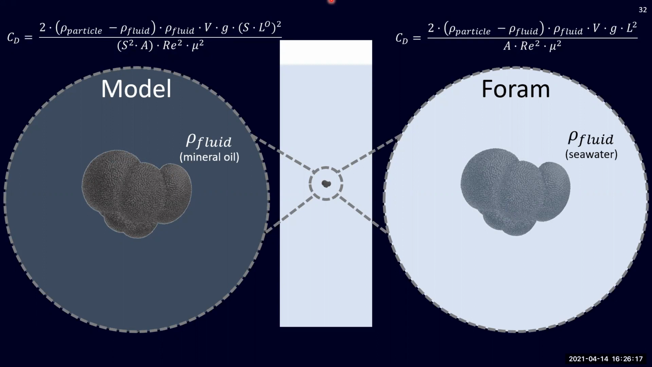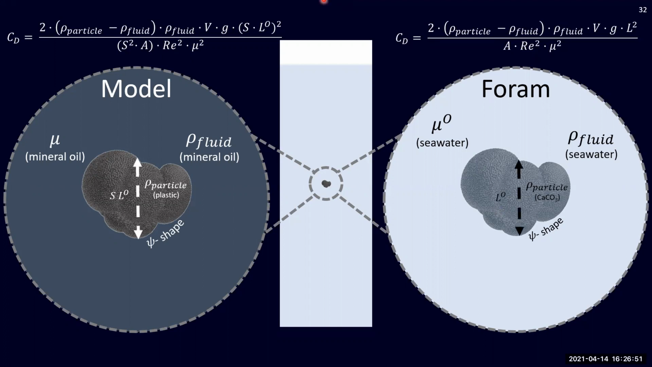So we know that the density of the fluid is going to be different, as is the viscosity, and we know that the shape of the foram and the model is going to be exactly the same, because we're using 3D printing to generate that shape from a CT scan. And we know the density of calcium carbonate in the case of the actual foram. We know the density of the plastic that we use to 3D print the model.